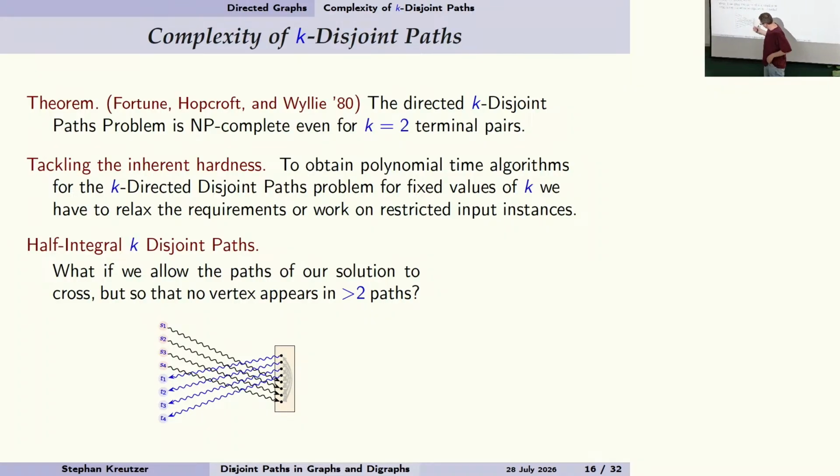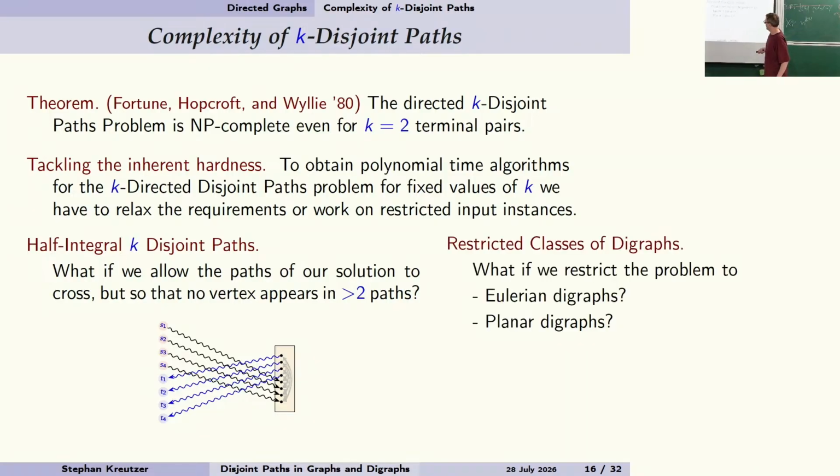So in this case here, we would have a solution: we take these ones, then we reroute, we go back, and because the blacks are disjoint and the blues are disjoint, no vertex would appear in three paths, and we are fine. Okay. So that would be one restriction to simplify things.